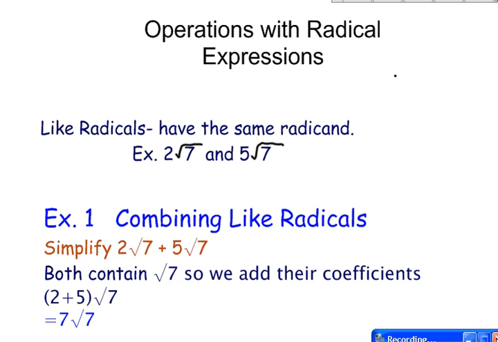Today we're going to discuss operations with radical expressions. A term you need to know is like radicals. Like radicals have the same radicand. For example, here we have a 2 radical 7 and a 5 radical 7. Okay, those are considered like radicals.